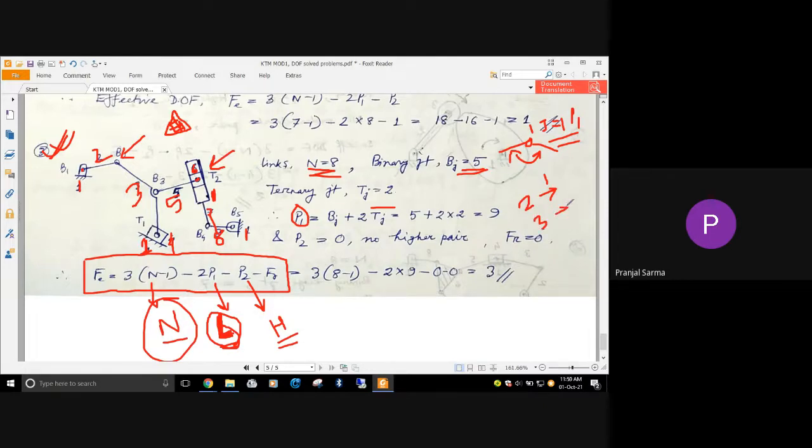So for the binary joints it is directly 5, plus for the 2 ternary joints we have 2 plus 2 equals 4, so 5 plus 4 equals 9. Redundancy is not there, fr equal to 0, higher pair is not there, p2 equal to 0. Just by putting these in we get the degree of freedom. Sometimes the degree of freedom may be more than one also. These are some complex problems. With this, we have completed this whole module.